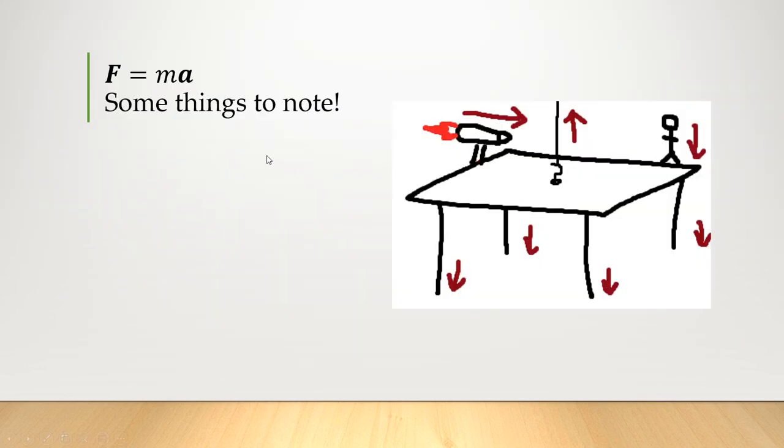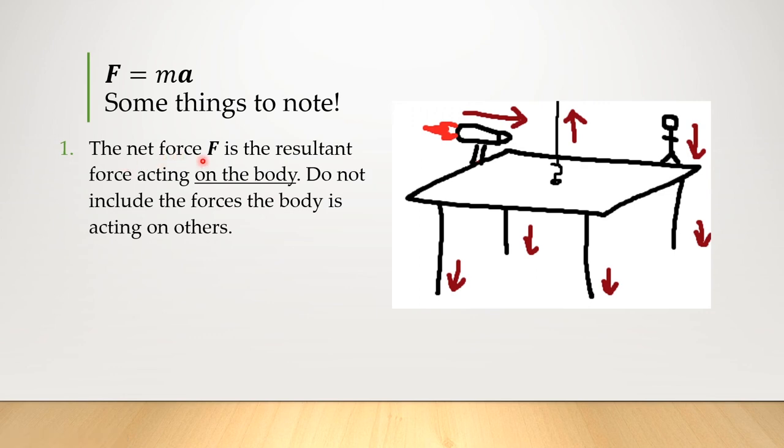Alright, let's study this a little further. Some things to note. The net force F is the resultant force acting on the body. Do not include the forces the body is acting on others. For example, in this system right here, this rocket is exerting a pushing force towards this direction, and then the tension in this string is pulling the table, and maybe this guy is standing on the edge, he's exerting a force, and these are the forces of gravity. Ayan. So we take into account all the forces acting on the body.